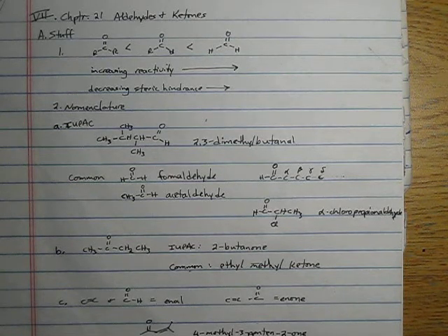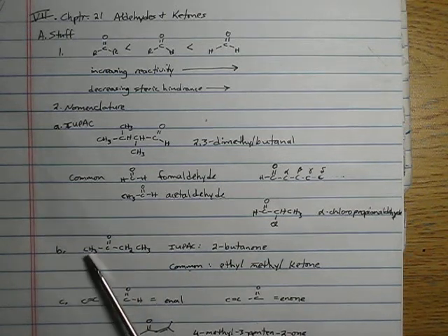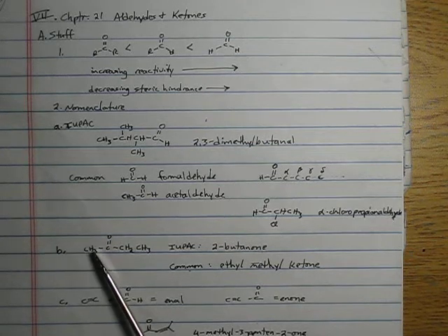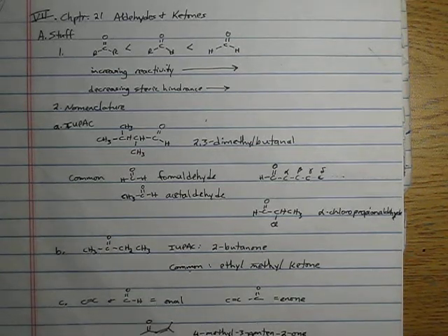Tell me, why can you not have 1-butanone? Because if it was 1-butanone, that would mean the carbonyl carbon was on carbon number 1, and it would not be a ketone. It would be an aldehyde if the carbonyl carbon was the first carbon. So there's no such beast as 1-butanone.